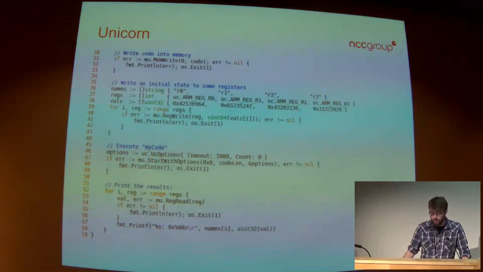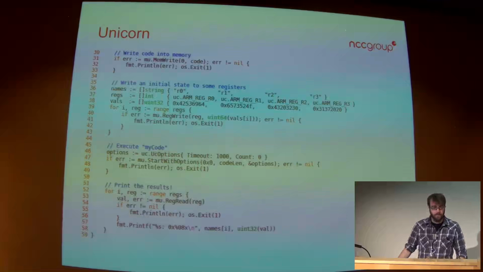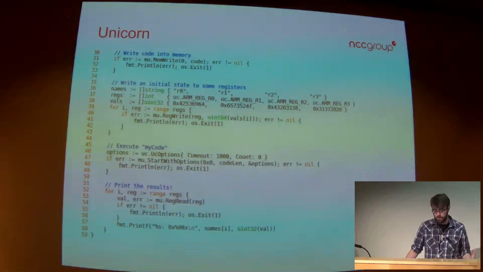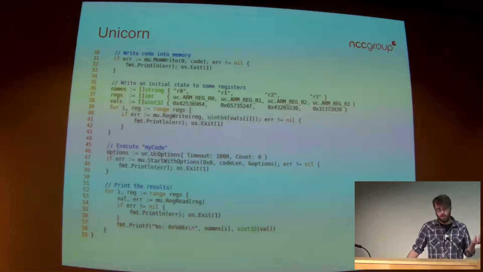We're going to write the code into memory on line 31. Then in the next chunk of code, I have a list of register names, the enumeration value that describes that register in Unicorn's IDs, and then the values I want to put in there. For each one of those definitions, I iterate over them and write them into the emulator, saying I want you to write R0 with this value, R1 with this value, etc. So you need to set the initial state of the machine. And then finally, you execute it.